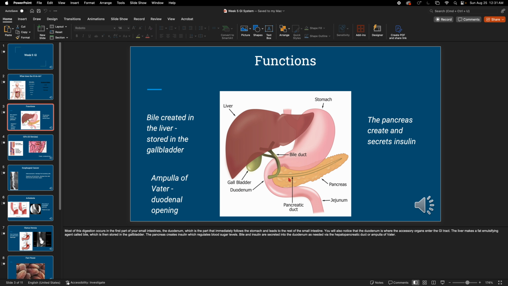So food doesn't pass through your pancreas. Food doesn't pass through here. Food passes through your GI tract. And then these accessory organs, well, they help to digest food.